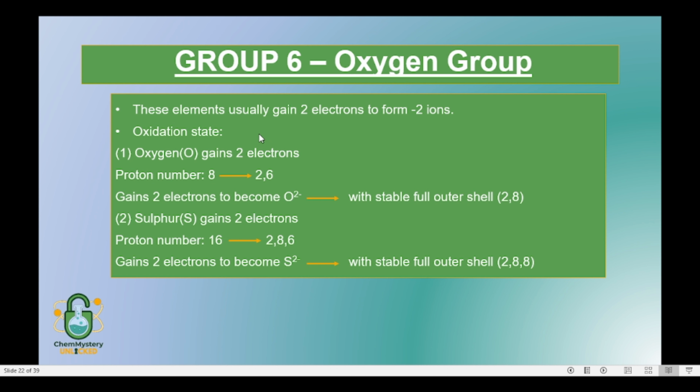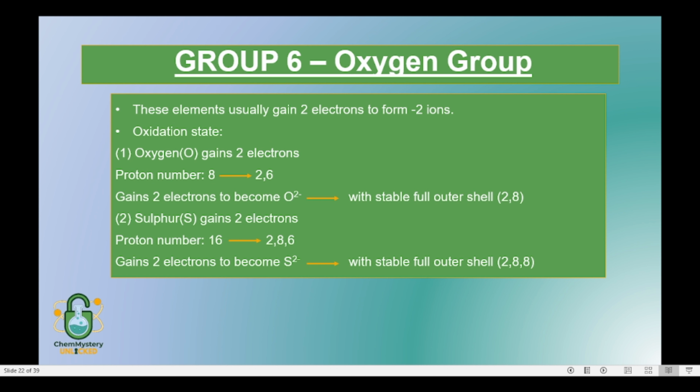Now let's check it out with the oxidation state. Oxygen gains 2 electrons. Oxygen has a proton number of 8, so its electronic configuration is 2 electrons in the first shell, 6 electrons in the second shell, which is the outermost shell. So which thing is easier? Gaining 2 electrons is easier or losing 6 electrons? Gaining 2 electrons is easier.